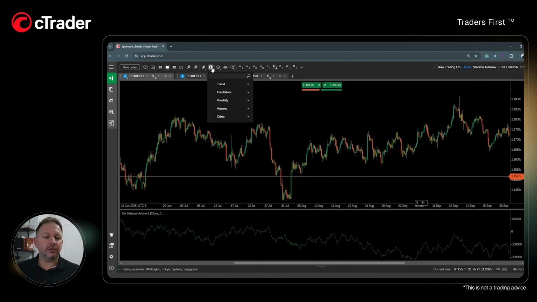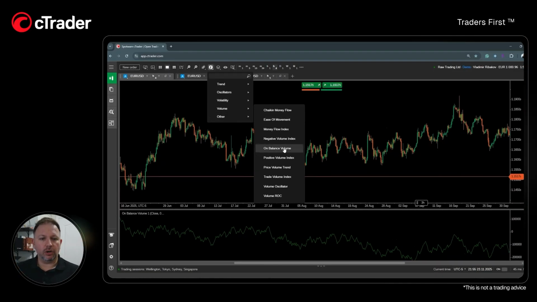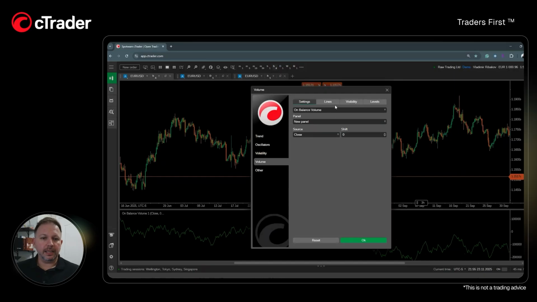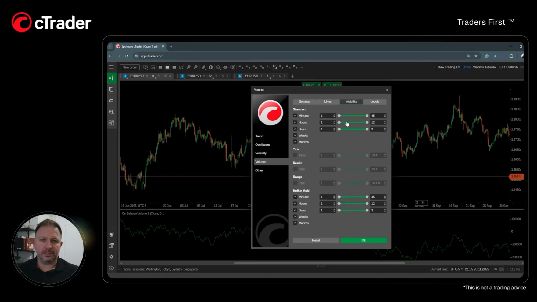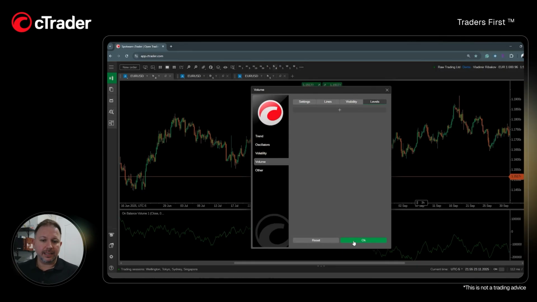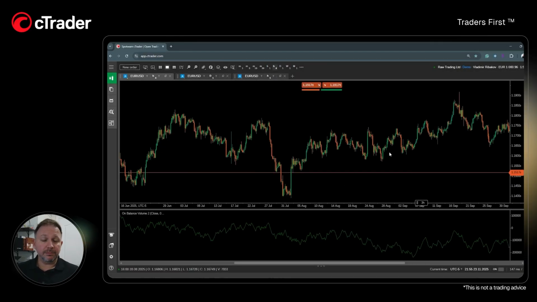So first of all, where do you find this one? Under the indicator section, go to volume and then on-balance volume, and you can play with all the available data here. By default, it comes with the application to the close price without any shift. You can choose the style and the thickness of the line, visibility, what time frames and chart type you would like to see it on, and add levels. And by default, this is how it looks.